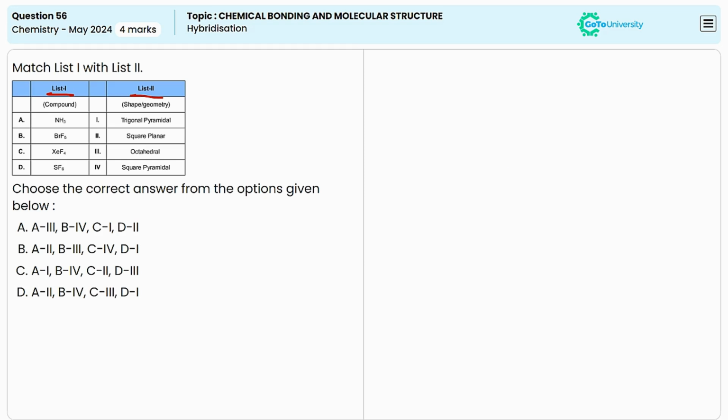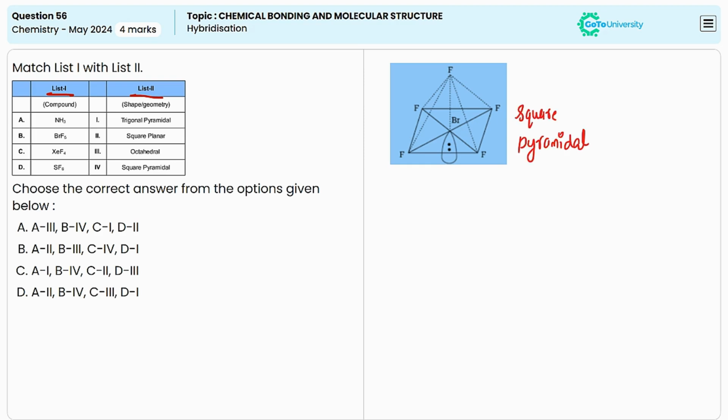Here bromine is the central atom and it has 7 electrons in its valence shell. When it is surrounded by 5 fluorine atoms, one electron pair will remain non-bonded and all the other electrons will be used to make 5 covalent bonds. So here, due to the lone pair bond pair repulsion, the geometry will be square pyramidal.